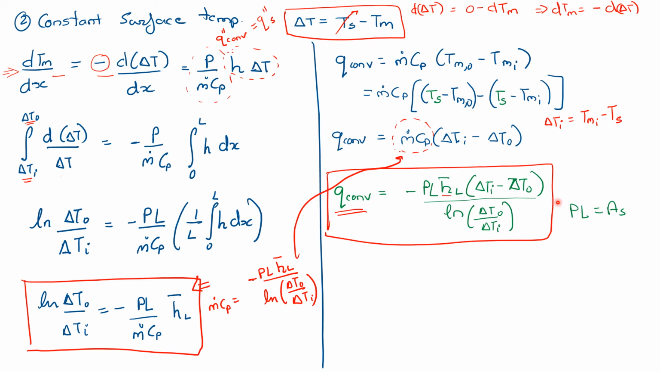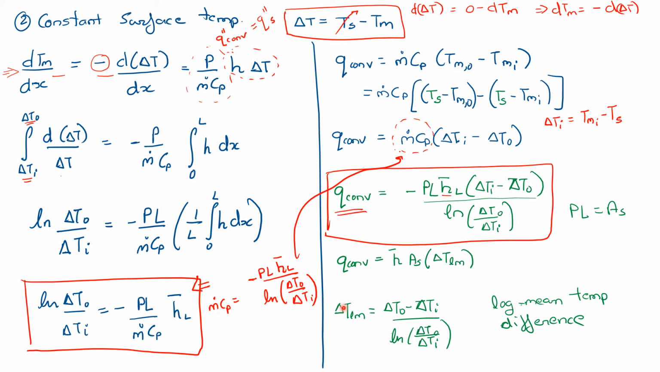So as I said, that P times L is nothing but the surface area of the pipe. I can simply write this as h, the average heat transfer coefficient, times the surface area of the pipe, times a logarithmic mean temperature difference. Now, what is this logarithmic mean temperature difference?